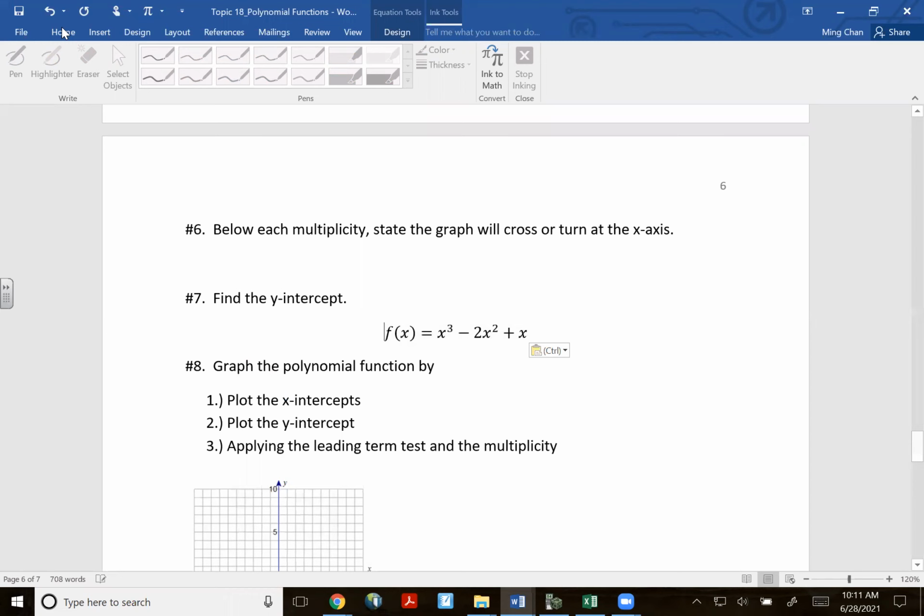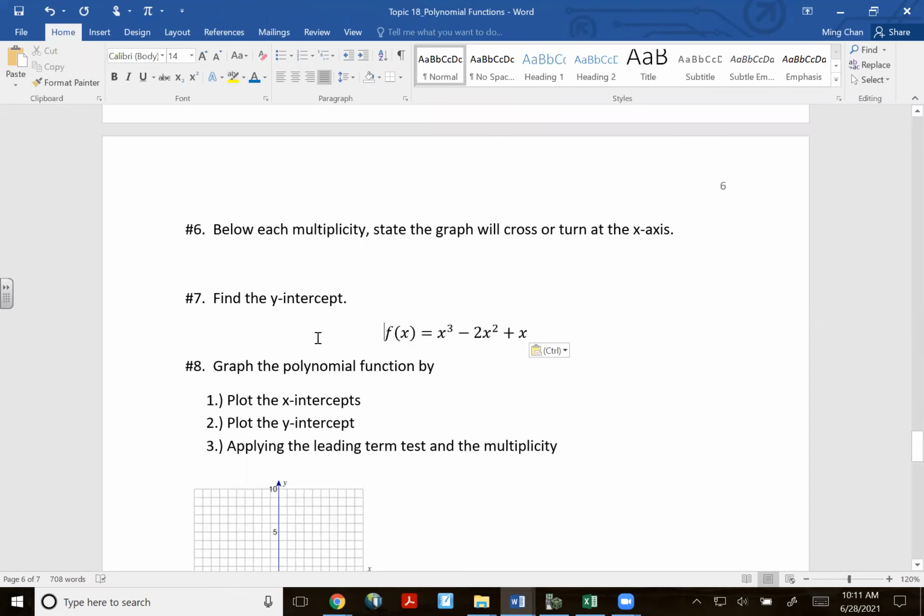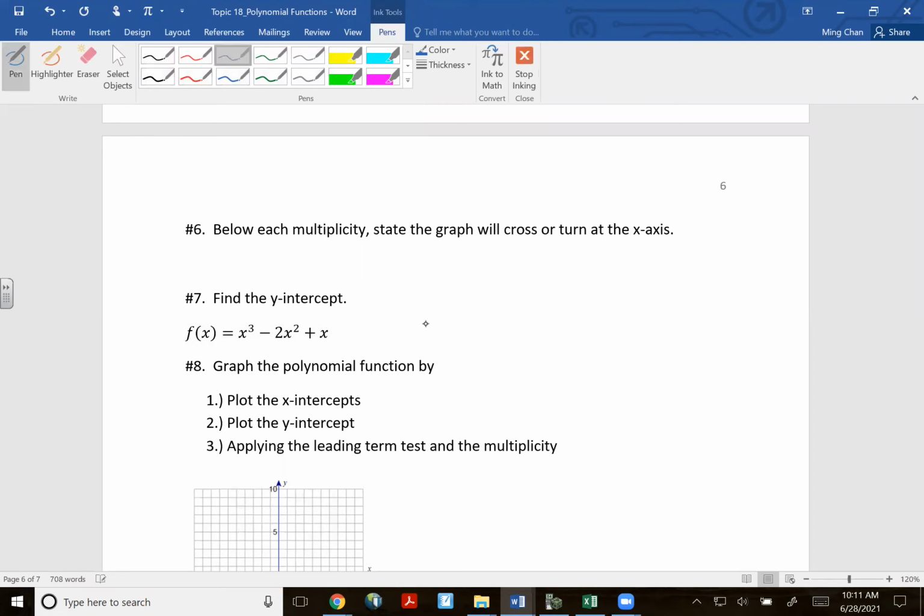I'm going to move this over real quick so I still see my function. Find the y-intercept means find the y-value when the x is 0. If I substitute 0 for all my x's, f of 0 equals 0 to the third minus 2 times 0 squared plus 0. So everything becomes 0. So my y-intercept is also at (0, 0).